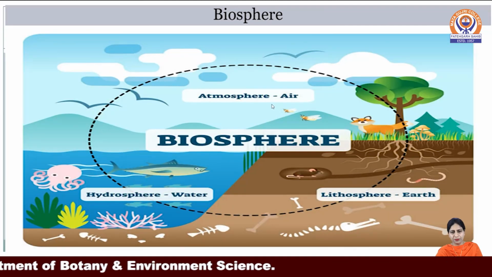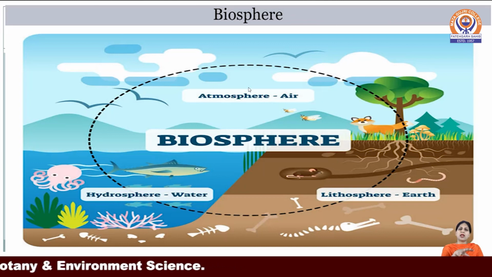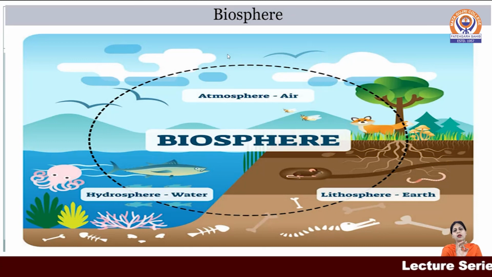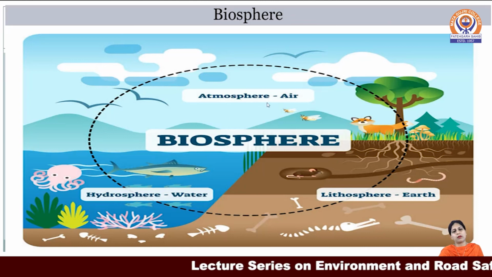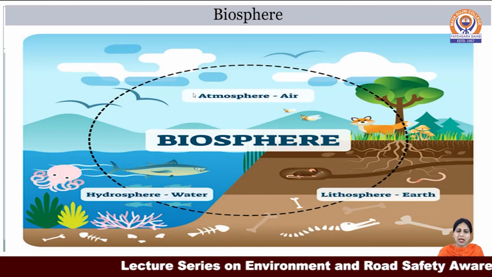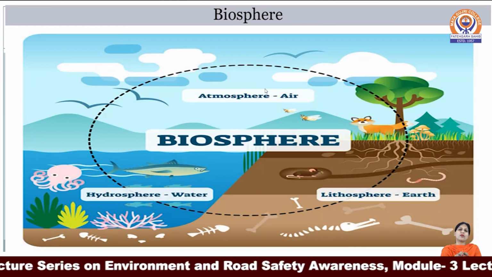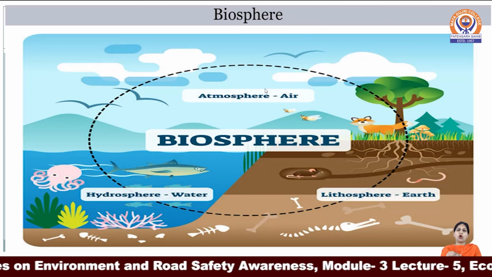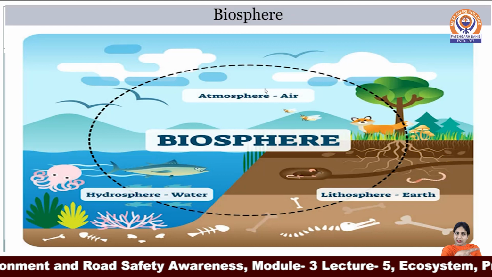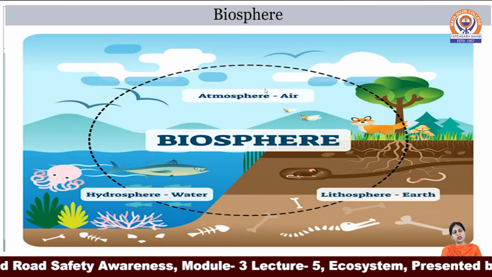Then coming to biosphere. Now the last and final step of the ecological hierarchy is the biosphere. Wherever life can exist, the entire thing constitutes a biosphere. Life can exist in three forms: either on land, that is lithosphere, or in water, that is hydrosphere, or in air, that is atmosphere. So the sum total of all three, the lithosphere, hydrosphere and atmosphere, collectively forms a biosphere. This is the highest level of the ecological hierarchy, the sum total of all that constitutes the biosphere.